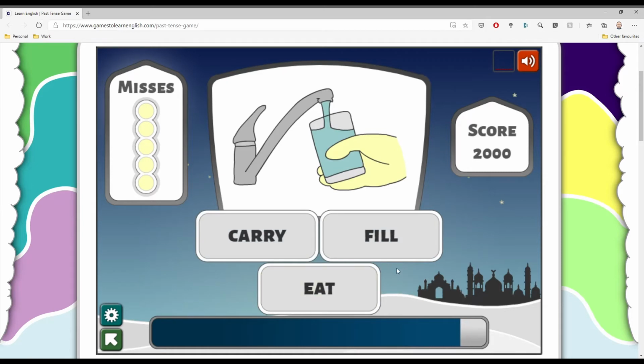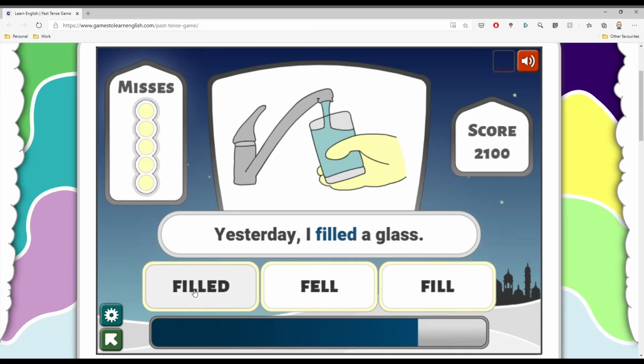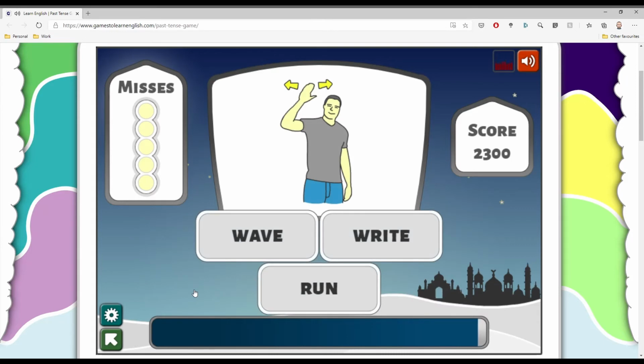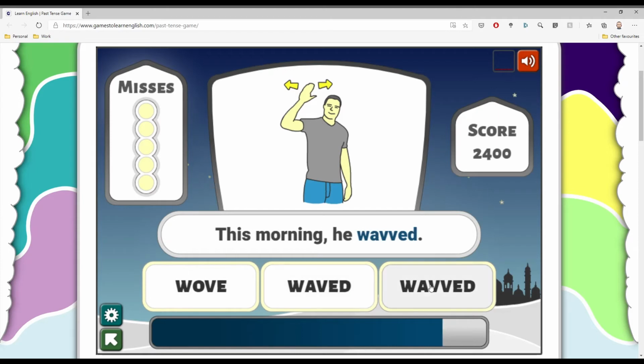This one is fill. Yesterday I filled a glass. I filled a glass, I fell a glass, or I fill? I fill in the present tense, but past tense would be filled a glass. Yesterday I filled a glass. And then the last one, this is wave. This morning he wove, he waved? It will be this morning he waved.